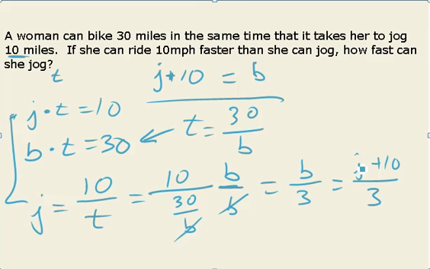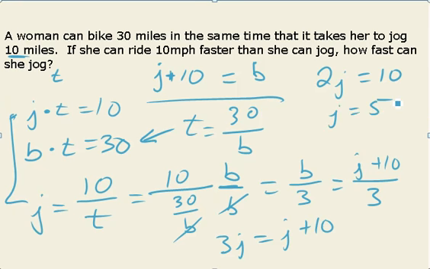The 3 is going to cancel over here. On this side, I'll have a 3j. So I have 3j equals j plus 10. Subtract j from both sides. Subtract j from here, it goes away. Subtract j from here, I have a 2j. So I'm going to have a 2j equals 10. Divide by 2, j equals 5. So the rate at which this woman jogs is 5 miles per hour in this case.